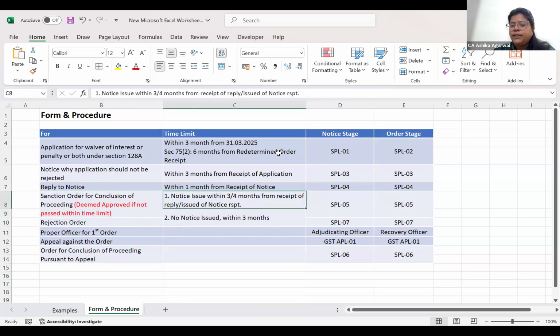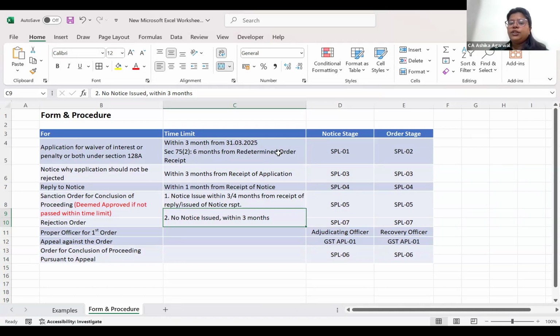If I say in simple terms, because they are mentioning where notice is issued, then they have to pass the order within 3 months in case a reply is furnished. If a reply is not furnished, then 4 months, that is 3 plus 1. And where no notice is issued, if the department has no objection and no issue, then obviously they have to issue within 3 months. The 1 month time limit for reply will get removed because no notice is there.